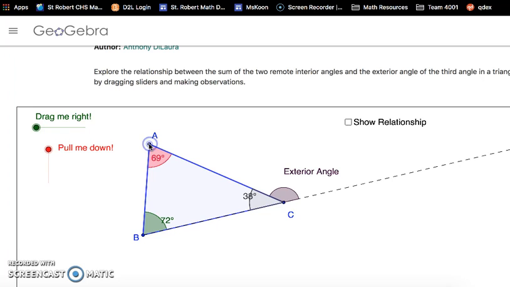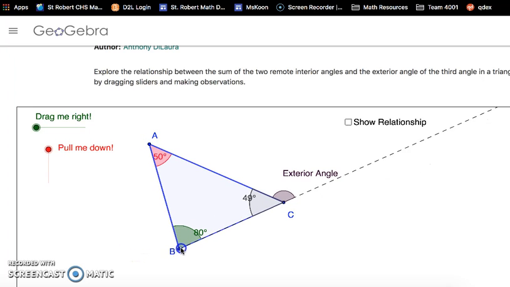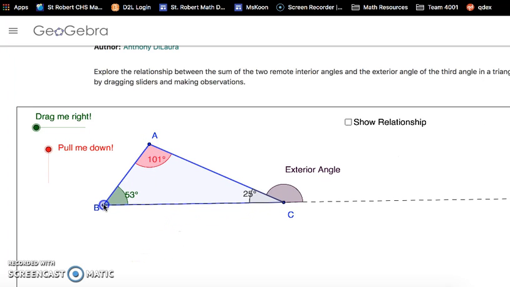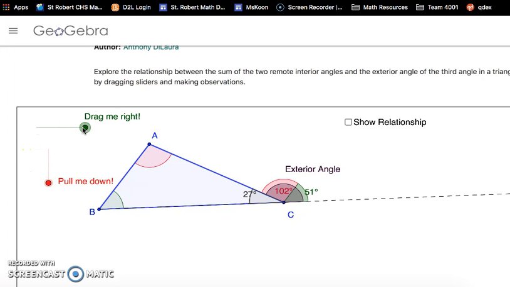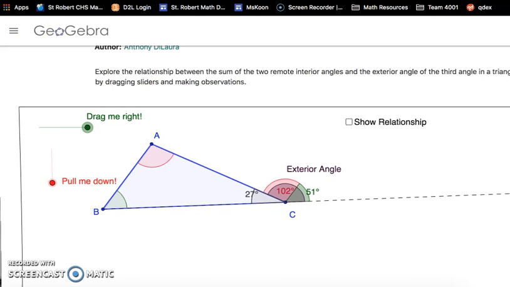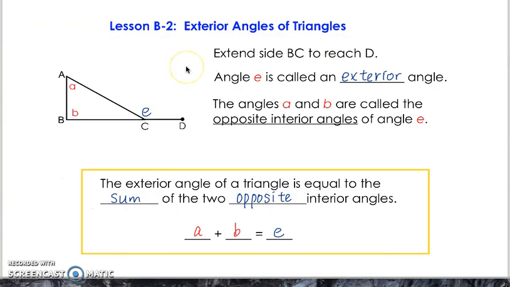So let's say I move angle A here and change angle B up like that. Let's see. So I move the red angle and the green angle. They still add up to the opposite exterior angle. So in fact, this is called the exterior angle of a triangle.